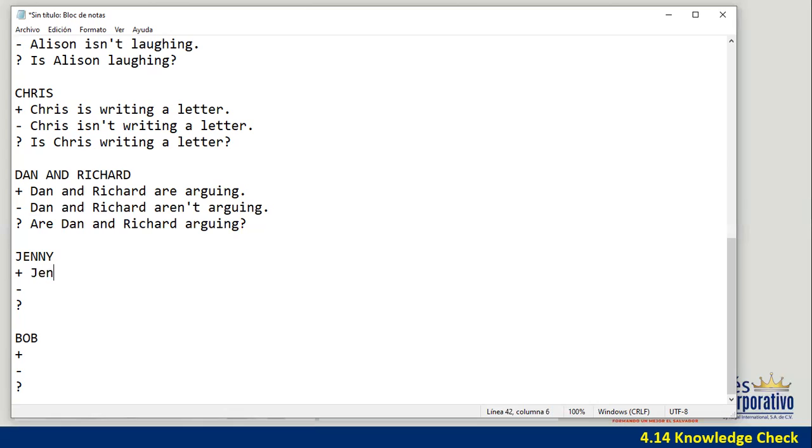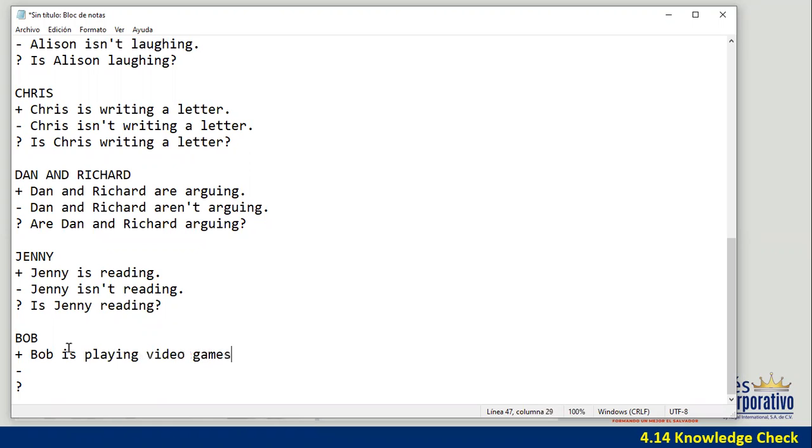Jenny, what is Jenny doing? Muy bien, Jenny is reading, right? Okay, negativa: Jenny isn't reading, ¿verdad? Question: Is Jenny reading? Y la última, Bob. What is Bob doing? Muy bien, Bob is playing video games, ¿verdad? Okay, negativa: Bob isn't playing video games. Question: Is Bob playing video games, right?